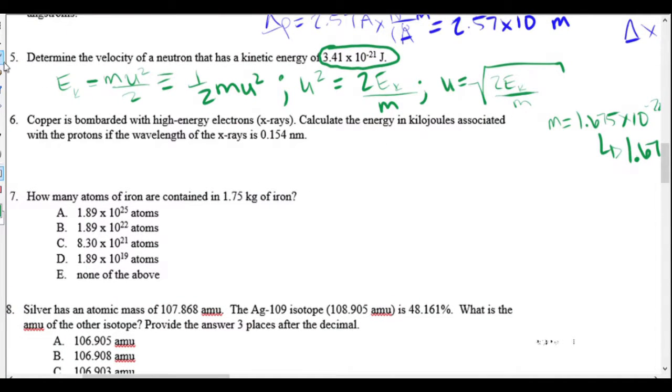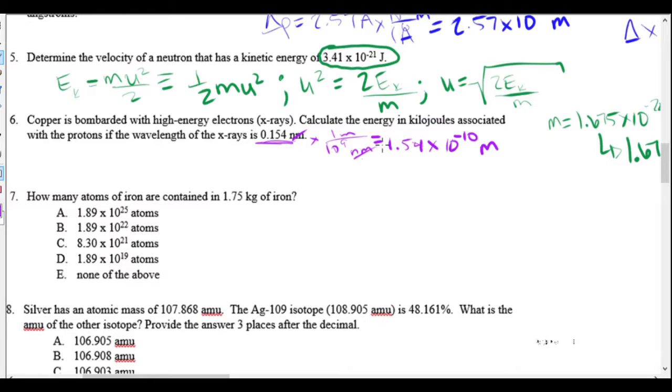Okay, number 6. I know I'm going pretty fast. I'm doing it so I don't make this video hours long. So number 6: copper is bombarded with high energy electrons and emits X-rays. Calculate the energy in kilojoules associated with the photons if this is the wavelength, so you want to convert that into meters. Get used to just automatically doing this. So 10 to the 9 nanometers is 1 meter. That's going to give us 1.54 times 10 to the negative 10 meters. Right? Nanometers cancel.